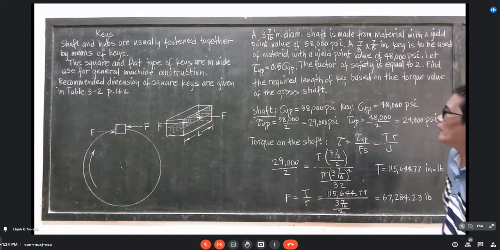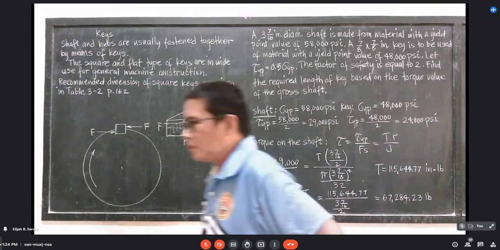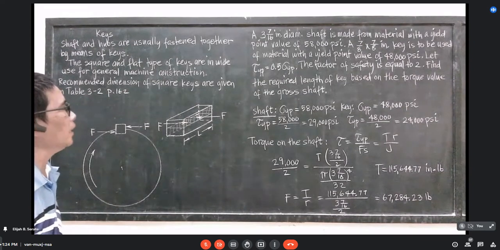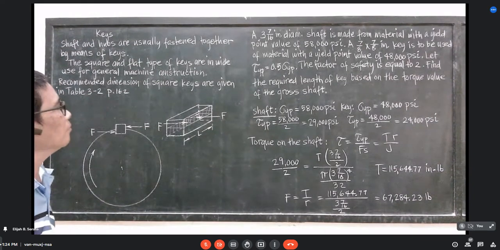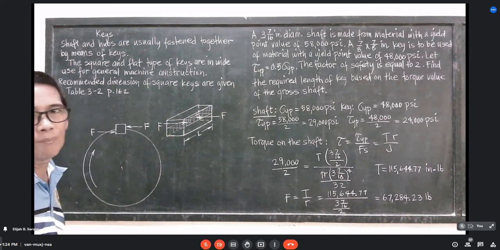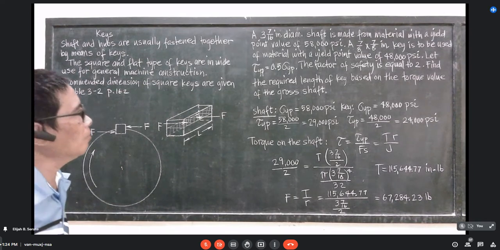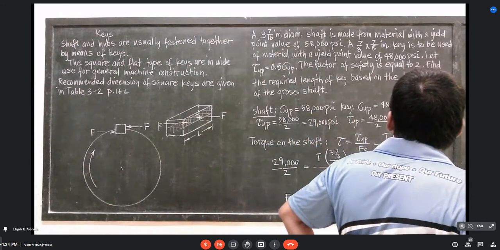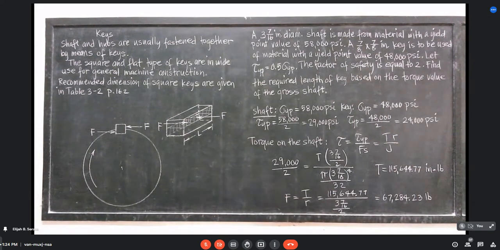Okay. So let's go right away to an example. What you have here is a 3 7/16 inch diameter shaft, made from a material with a yield point value of 58,000 psi. That is the shaft material yield point. And then you have a 7/8 key. Is that correct? Let's look again at the table. The shaft is 3 7/16. And the key should be what?